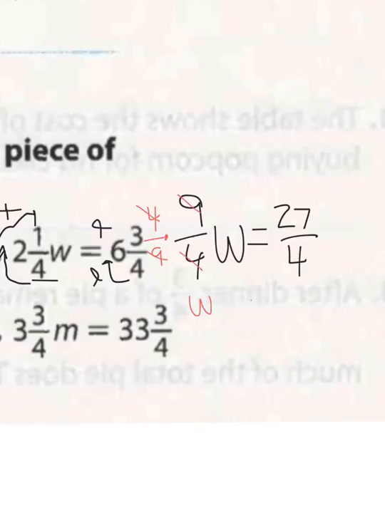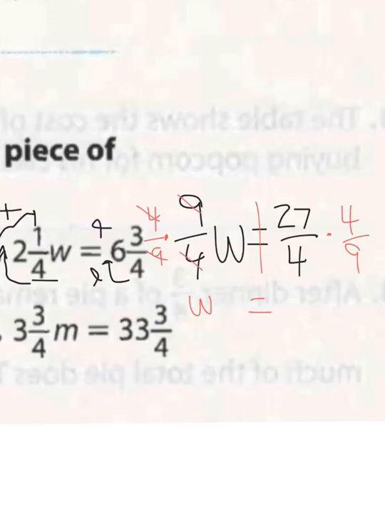I get W equals, right, because I'm splitting this. So if I did it on this side, what do I need to do over here? I need to do the same thing, which was 4 over 9. So once you do this, I'm going to let you guys figure the last part out.